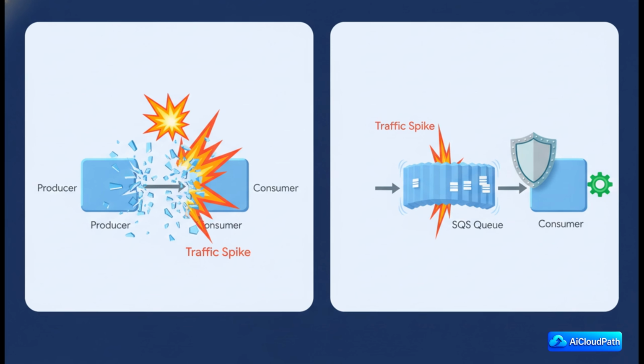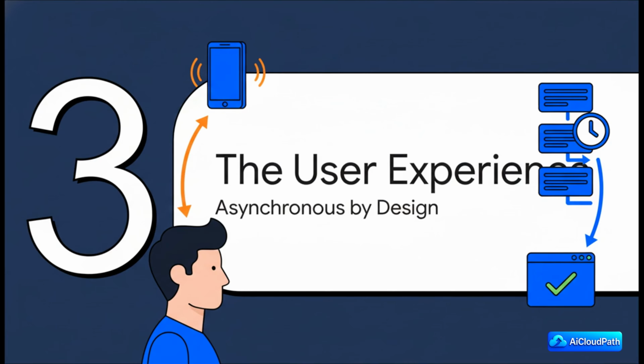A tightly coupled system is fragile. It's like a house of cards. One little bump, and the whole thing can come tumbling down. But a system that's decoupled with SQS, it's resilient. It's like a trampoline. It just absorbs the shock of a traffic spike because that queue buffers everything, protecting all the important components. So, we know this is a huge benefit for the system itself, keeping it stable.